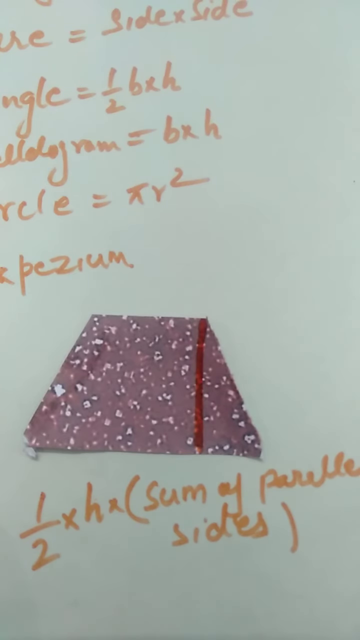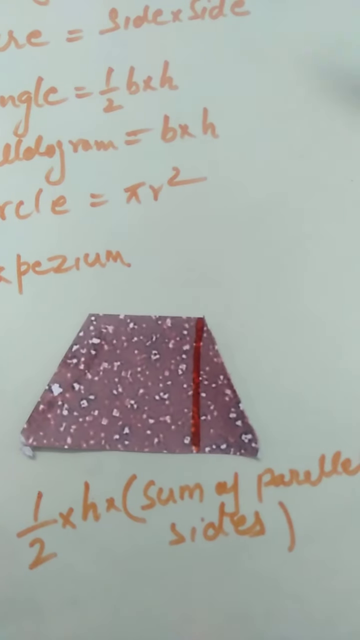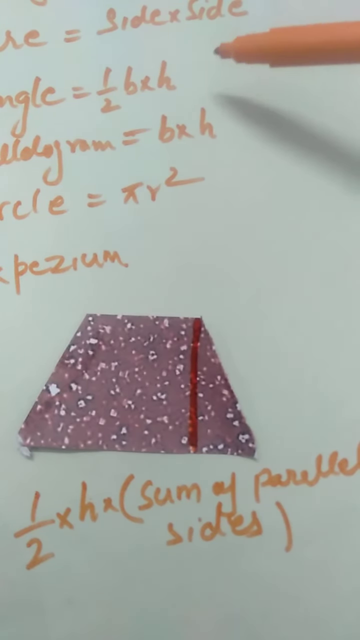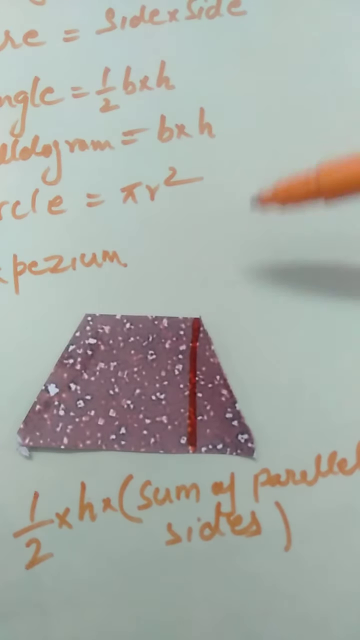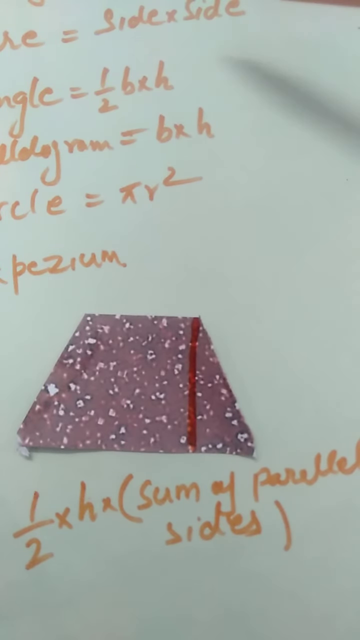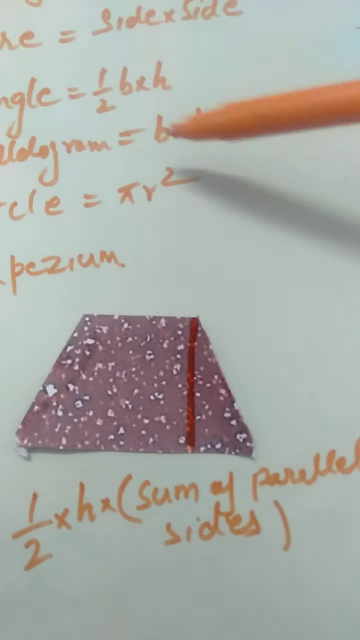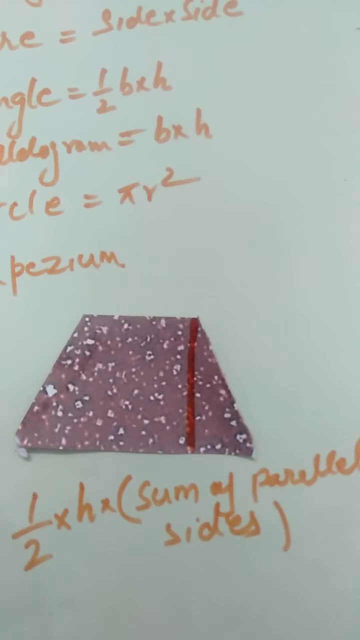Now I'll be explaining how these areas are formed. Using the formula of the rectangle, the area of a parallelogram can be formed, and using the area of the triangle, that of the trapezium can be formed. So how these formulas have come, I'll be explaining in my next video.